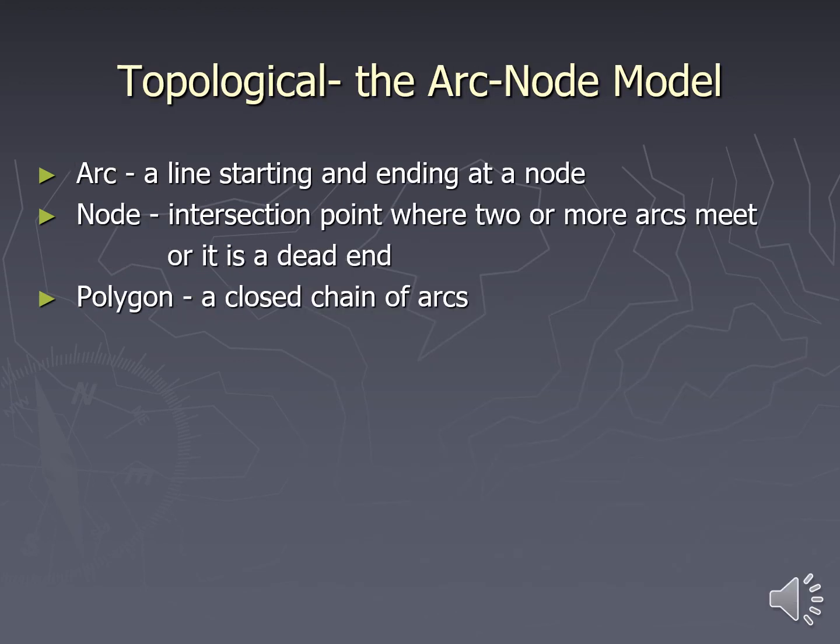So the final example of topological data structure within a vector data set is the arc node model. And that basically is an arc is a line with a starting and end point at a node. And then the node is an intersection point between two or more arcs, or it's a dead end. And then the polygon is a closed chain of arcs. What this means in its basic core sense is the same thing as what you've been considering for points, lines, and polygons. But it's important to note that there's nothing that exists outside of this, and it's the baseline of structure and a lot of these analytical methods that go within vector data.